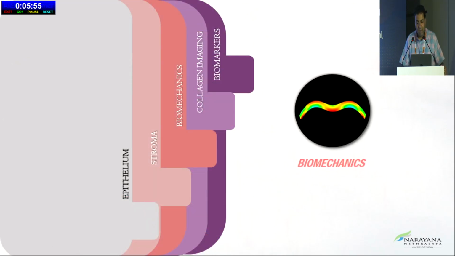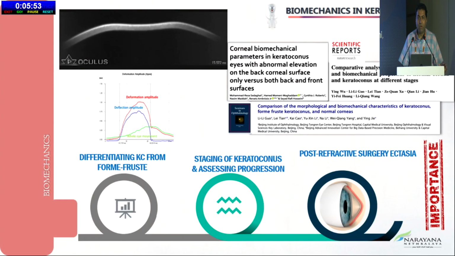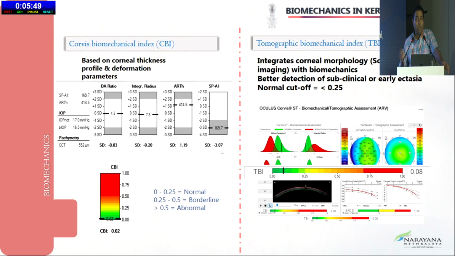After the stroma comes the biomechanics. A lot of work has happened on biomechanical assessment on the Corvis. Multiple parameters have come in: you have the DA ratio, integrated ratio, SP-A1, and CBI, TBI. But for me, SP-A1 is one of the most important factors, especially to look at the corneal strength.